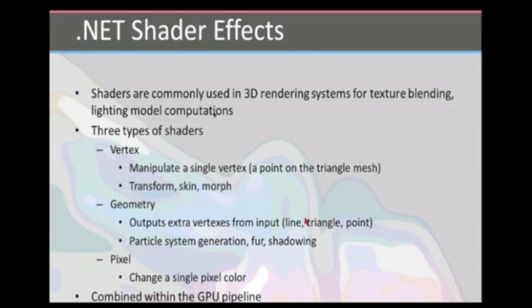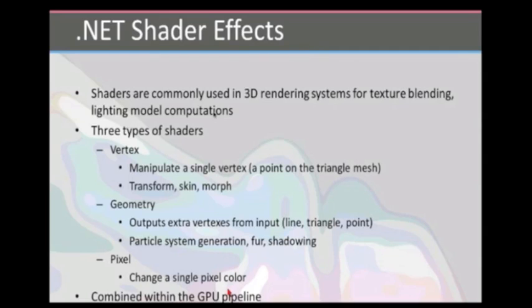And then the one we're going to concentrate on today is the pixel shader, which is responsible for morphing the color of a single pixel. Now, of course, an image has thousands of pixels, so a pixel shader is going to affect all of them, but from the perspective of the code that you're writing, it affects a single pixel.